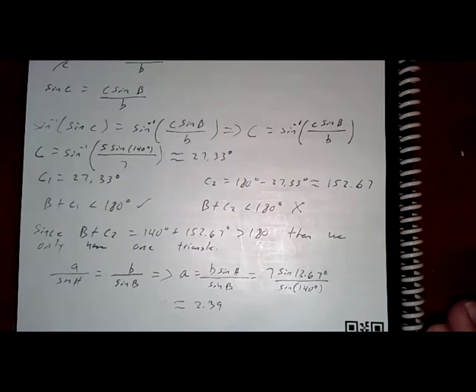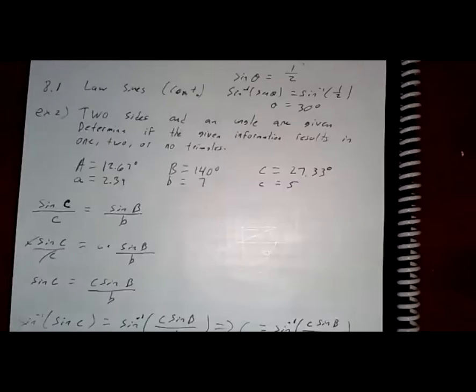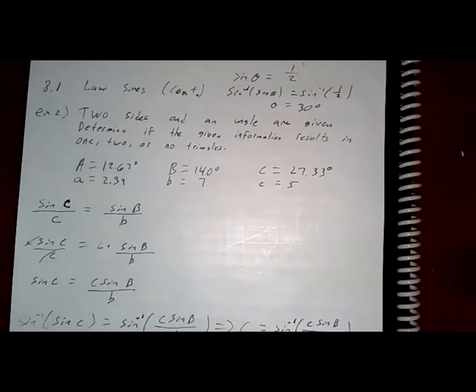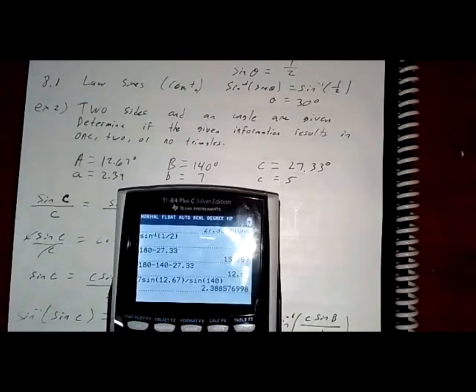Wait, sir, what is that number? 7 sine 12.67. Where did we get that? Oh, that's angle A. We did that by subtracting from 180, right? Gotcha. Just checking.